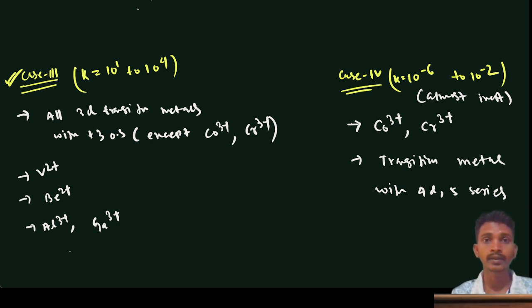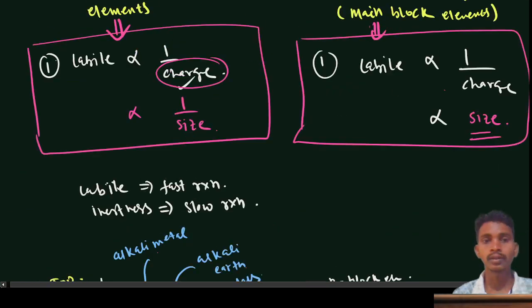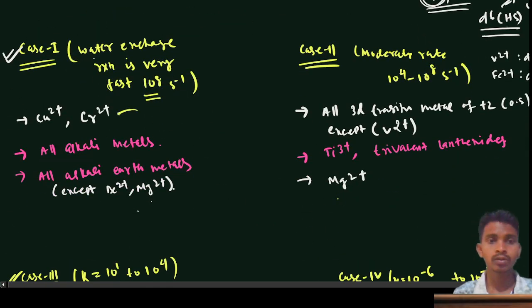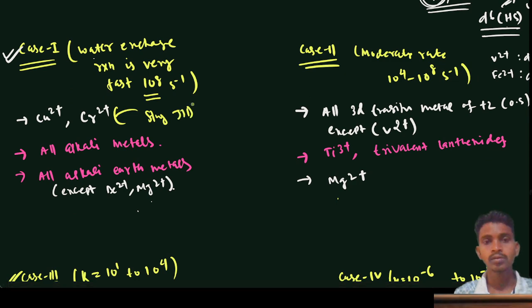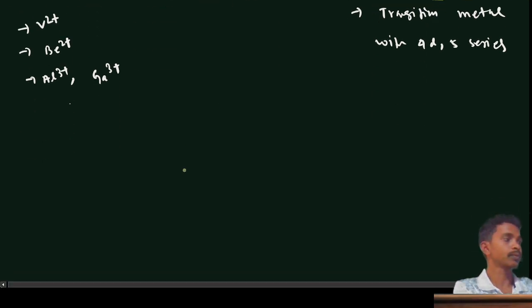Okay, so these highly inert compounds will fall here, they are highly inert, and these are strong, this type of groups. So I will solve some examples.